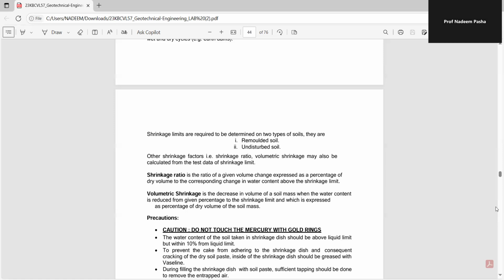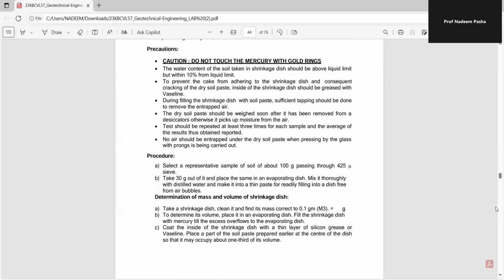So what are the precautions you need to take? Do not touch the mercury with gold rings. The water content of the soil taken in the shrinkage dish should be above the liquid limit but within 10% of the liquid limit. To prevent the cake from adhering to the shrinkage dish and consequent cracking of the dry soil paste inside, the shrinkage dish should be greased with Vaseline. During filling the shrinkage dish with soil paste, sufficient tapping should be done to remove entrapped air.